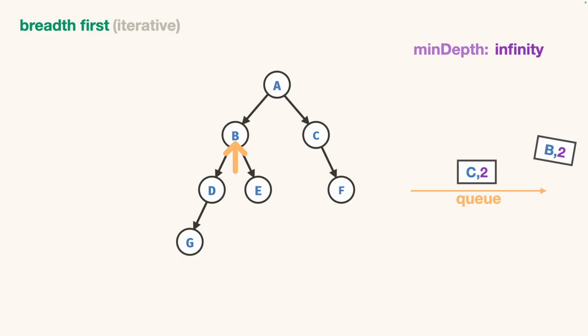What I do need to do is add B's children into my queue. Because B has a depth of 2, that means its children would have a depth of 3. So I'm going to add D and E into my queue. Now I'm ready to dequeue my next item from the queue. I'm going to dequeue the C.